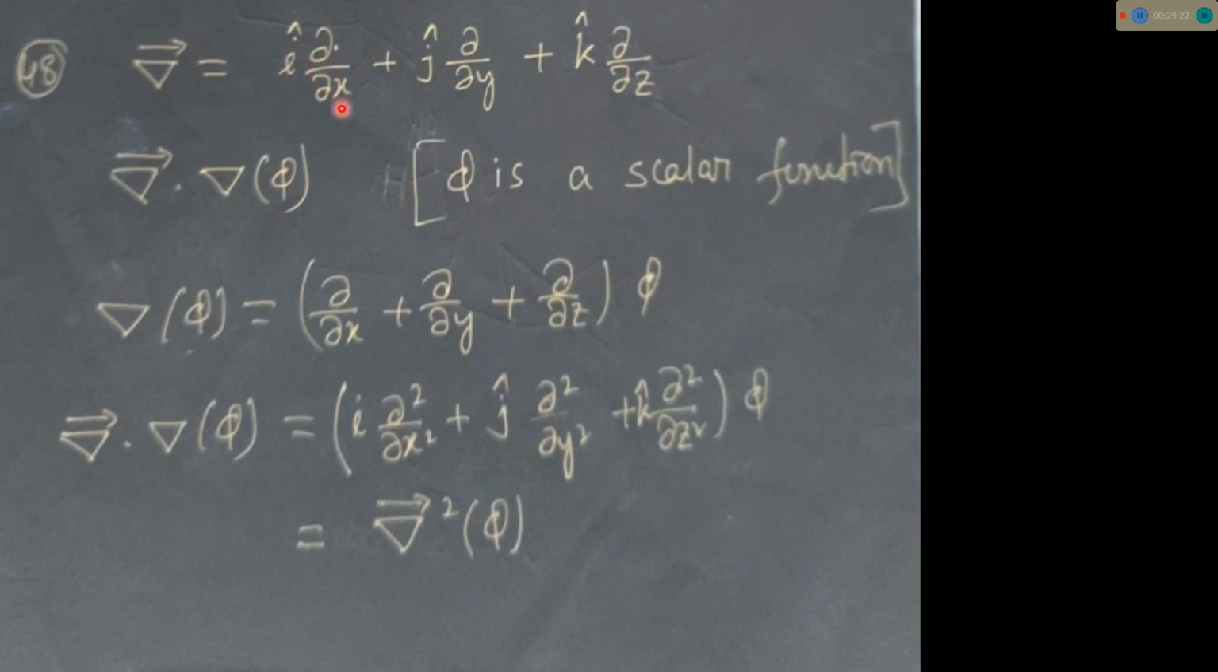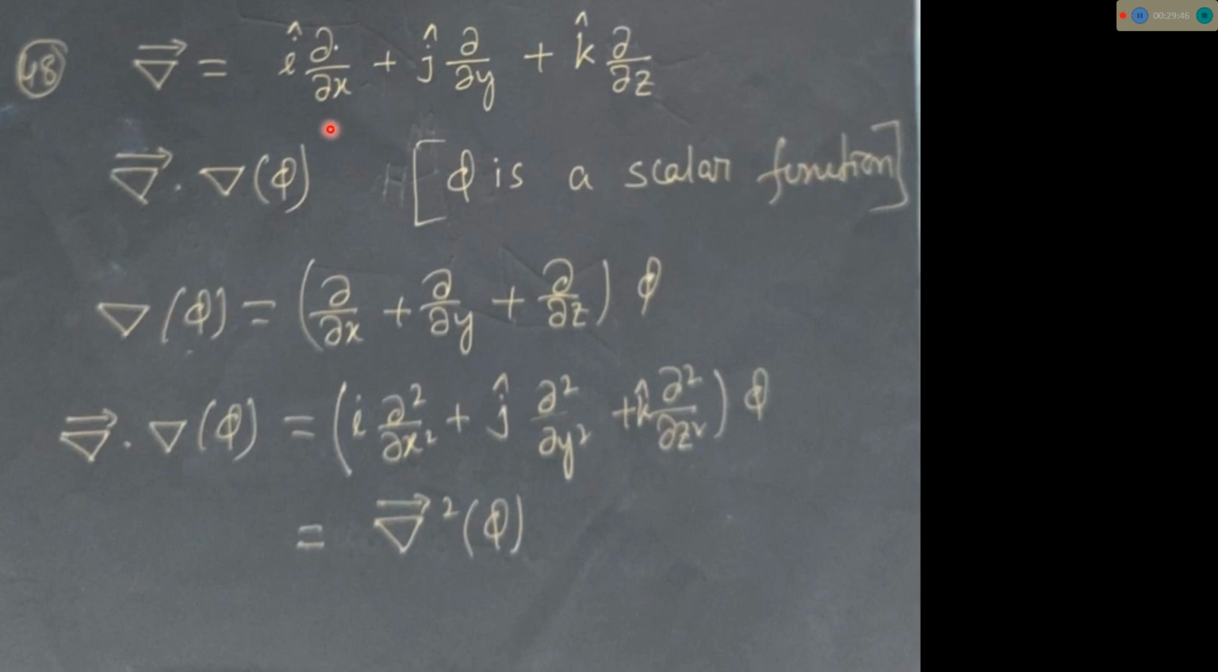So i del/dx, j del/dy, k del/dz. These are the directions. Since it is a vector quantity, we have i, j and k, the unit vectors towards the x, y and z directions. So we have to find the value of this quantity.